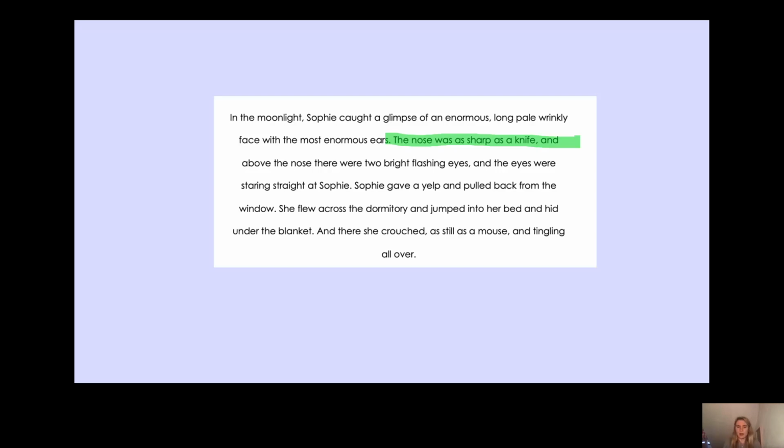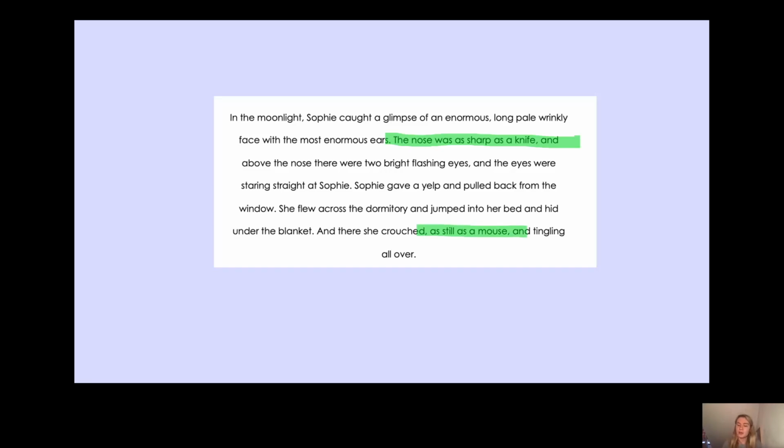Okay, now here it says, and there she crouched, as still as a mouse. So we are saying that Sophie is being very still. Now the author here has also thought that a mouse is very still. So therefore, the author has compared Sophie, who is very still, to a mouse that is very still, using a simile. So there is our next simile in this character description.